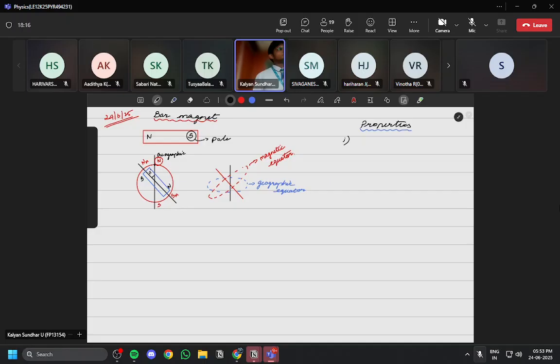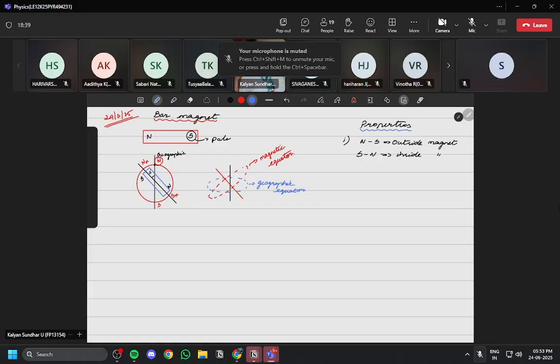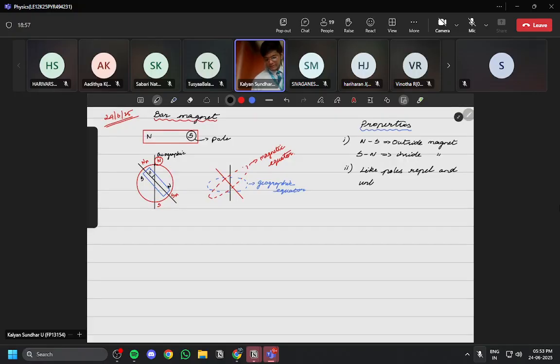The magnetic field, where does it go? Outside the magnet it is from north to south, and inside the magnet it is from south to north. Same as that of your charges. Like poles repel and unlike poles attract.